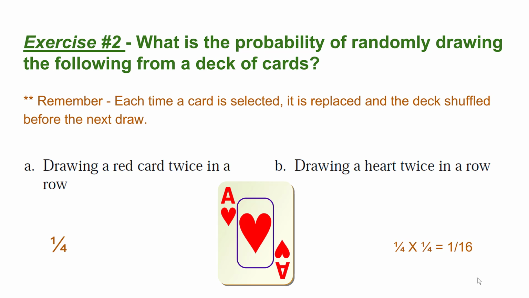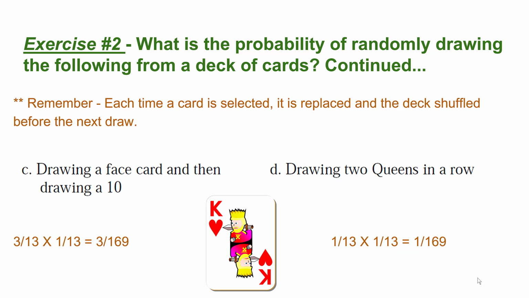Drawing a heart twice in a row. The probability of drawing a heart is 1 out of 4, which is 13 out of 52, times 1 out of 4. The answer is 1 out of 16. Drawing a face card and then drawing a 10. Okay, so face card, there is a 3 out of 13 chance. Drawing a 10, there's 1 out of 13. And these are simplified, the fractions, which equals 3 out of 169 chance of drawing a 10.